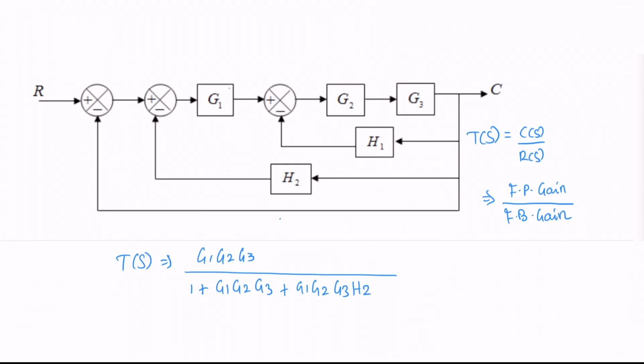The third feedback is this one. This is also a negative feedback, so we use a positive sign. The feedback gain is just multiplying the values in the feedback path: G2, G3 and H1. So this is the final answer.